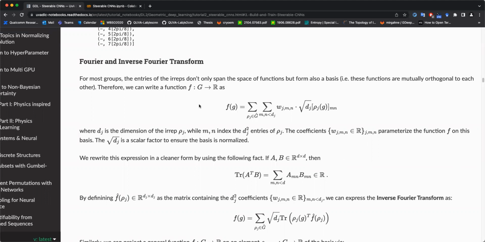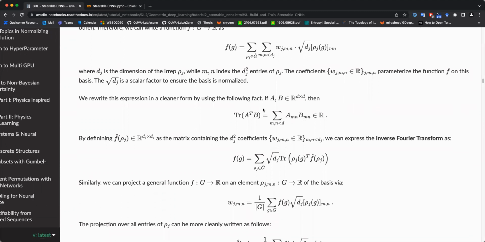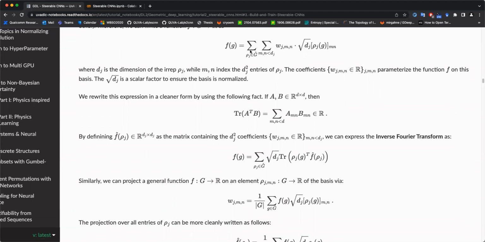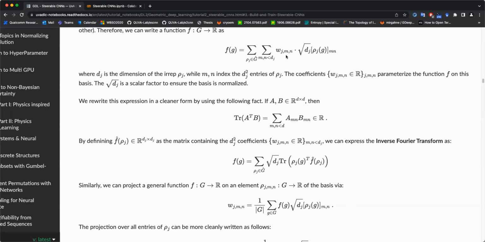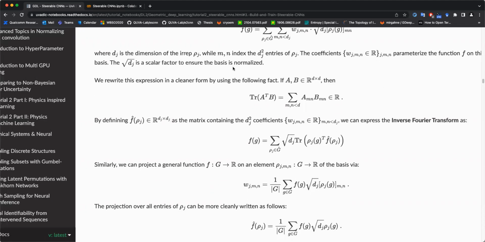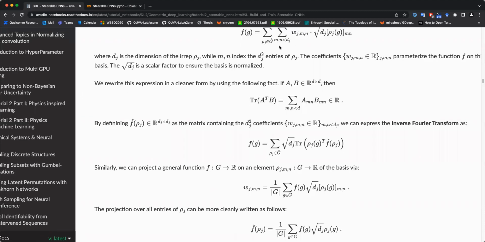Let me get back to the definition of a Fourier transform. This is essentially the definition of an inverse Fourier transform. Here we start from a bunch of coefficients, which we interpret as the Fourier transform of our function, and we go to our function evaluated on each group element. We can actually reshape this equation a bit more, just to make it look a bit nicer. We don't like this loop over all the indexes.